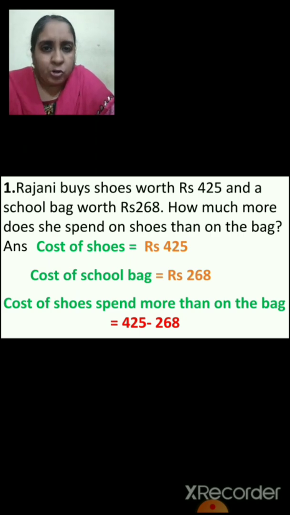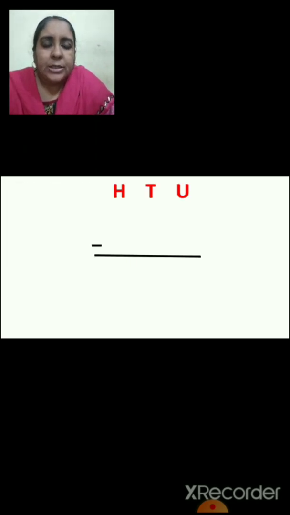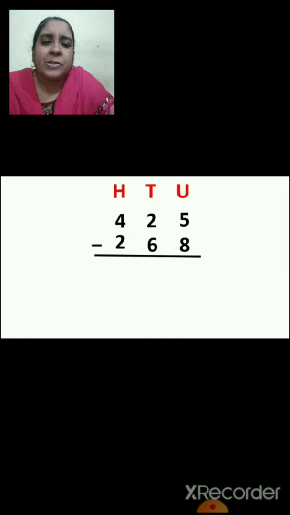And now we are going to show the working. First you will write the places, that is units, tens, hundreds, and now you have to arrange the numbers. So what will come in units place? 5. Tens place 2 and hundreds place 4, right? 425. Now we will write down the next number. What will come in units place? 8. Tens place 6, hundreds place 2. Now you see the numbers, 425 minus 268.